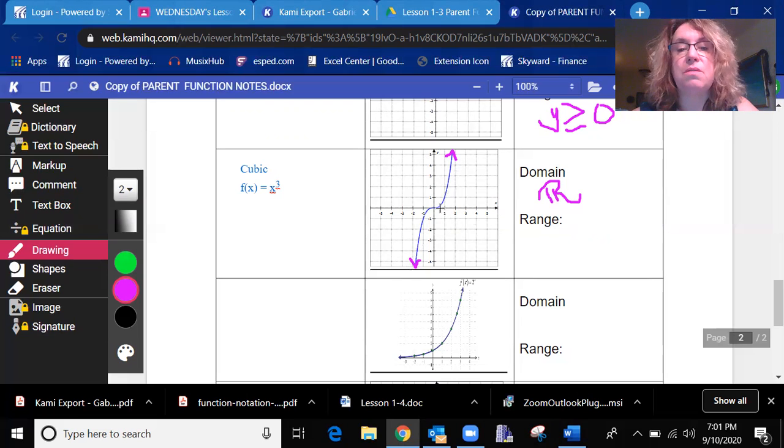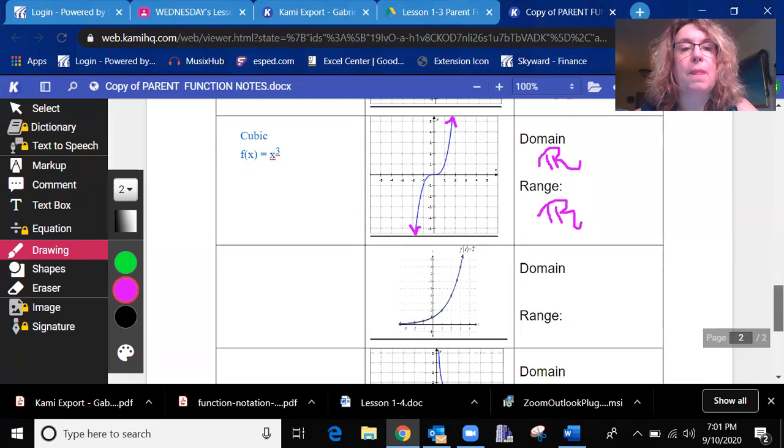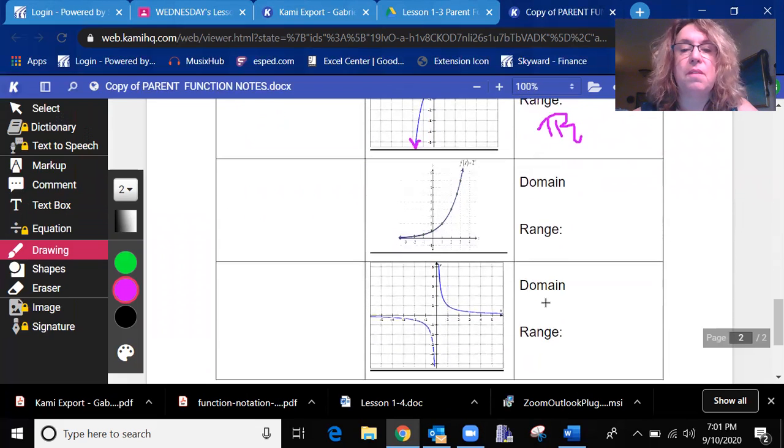The range, how far down? Ooh, forever. How far up? Forever, forever, forever. All real numbers. So that's the cubic. This one starts out really low and then it speeds up.